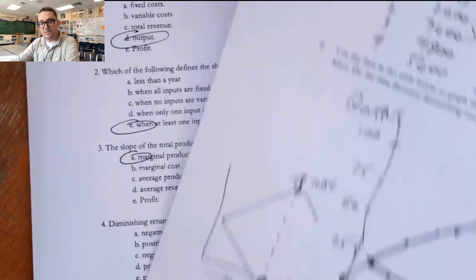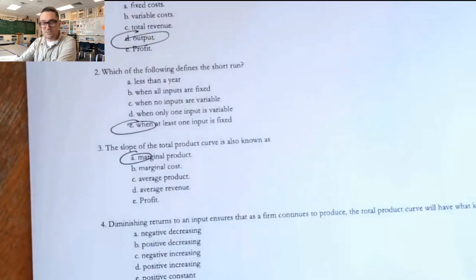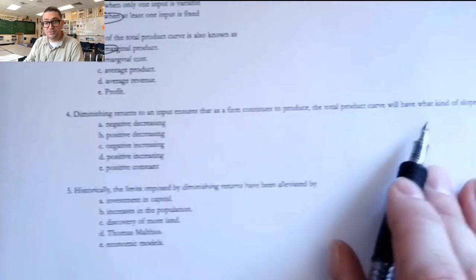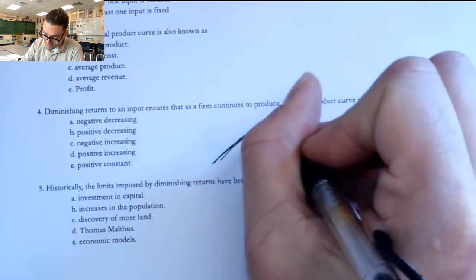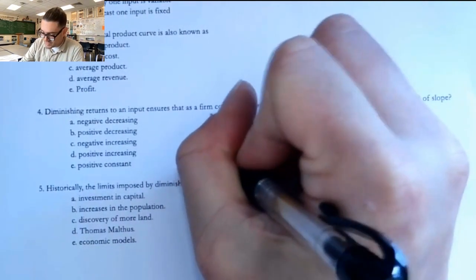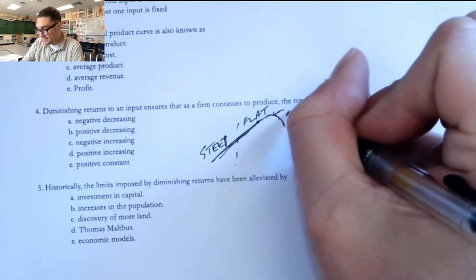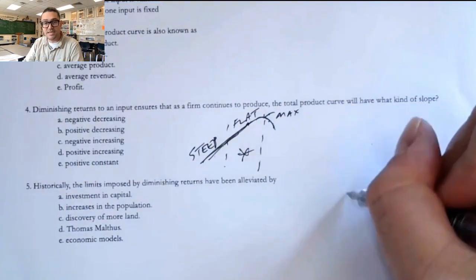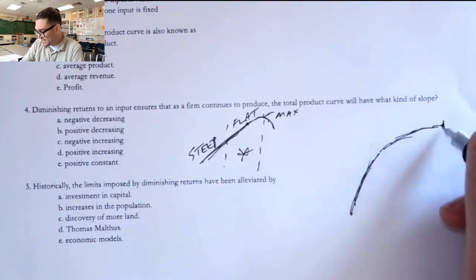This is kind of the slope of it. And that idea of saying, well, that's the reduced amount basically every single time. It's the rate of change. Diminishing returns to an input ensures that as a firm continues to produce, the total product curve will have what kind of slope? And so we know that it's going to go up and then come back down. And usually this part is a little bit steep, and then it flattens, and then it hits a max. And what they're really referring to is what's going on in the second range. So it's probably better to draw that curve steep, and then it starts to flatten out.